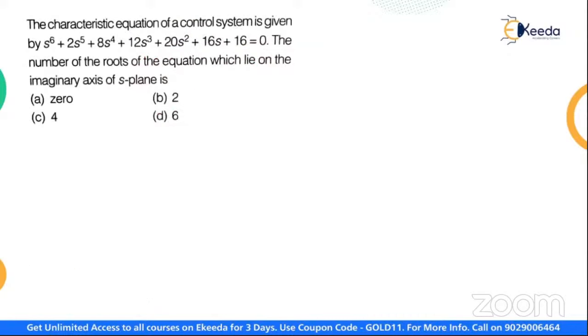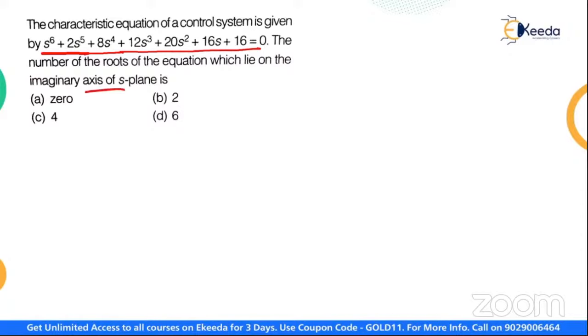Okay, now next. What is the next question? The characteristic equation of a control system is given by s to the power 6 plus 2s to the power 5 plus 8s to the power 4 plus 12s cube plus 20s squared plus 16s plus 16 equal to 0. The number of roots of the equation which lie on the imaginary axis of s plane is.